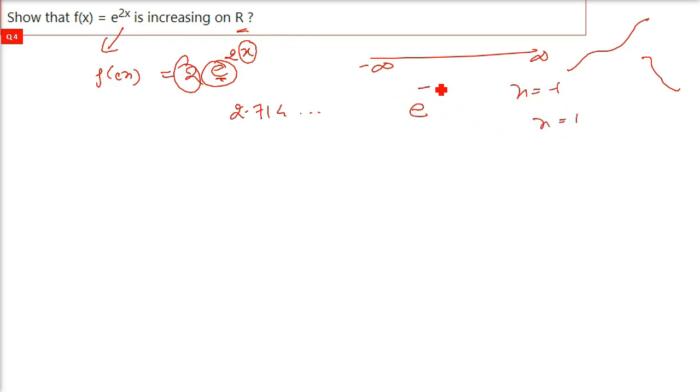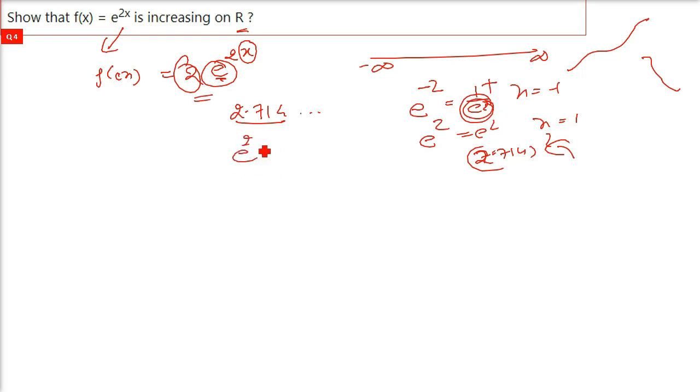Just take x equals -1 and x equals 1. So e raised to x, what will it be? e raised to -2, e raised to a positive 1. So 1 by e square, e square. e is a constant number, so it will always be positive. And you are squaring it also. The good thing is you are squaring it also, so there is no problem here at all. Always it will be positive, because e is a constant number and it will always be greater than 0. It will never be negative.